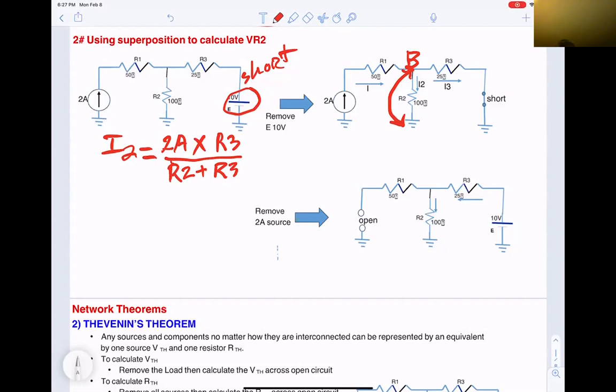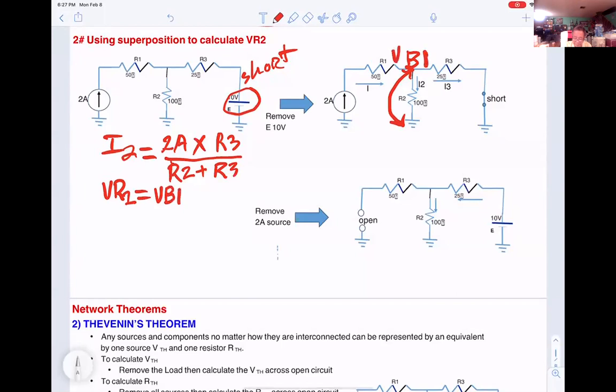It'd be about 0.4 amps. Yeah, that's right, because the current comes out of R1 and splits up into R2 and R3. Okay, after you get I2, you can calculate the VR2. We call that VB1. Actually, I3 is just 2 amps minus IR2. It's just a subtraction, right?